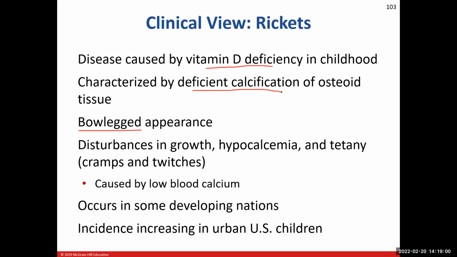And so instead of having relatively straight legs, this is the knee, they'll have this. Here's the knee, here's the foot. And so they'll have this bow-legged appearance.